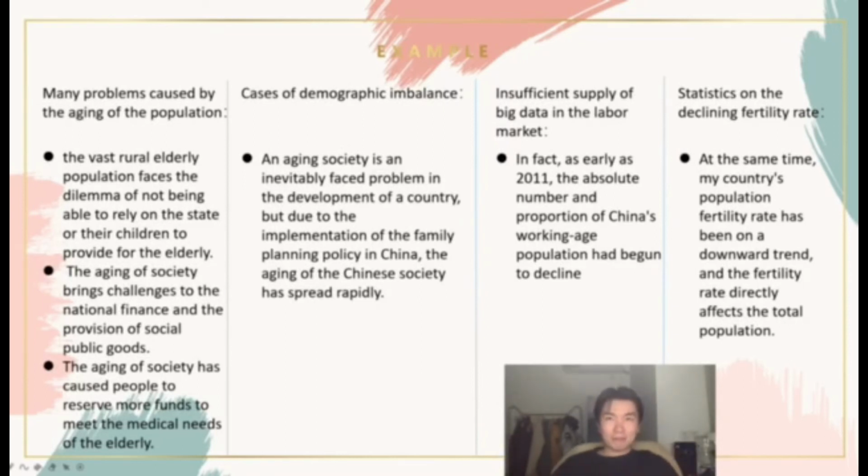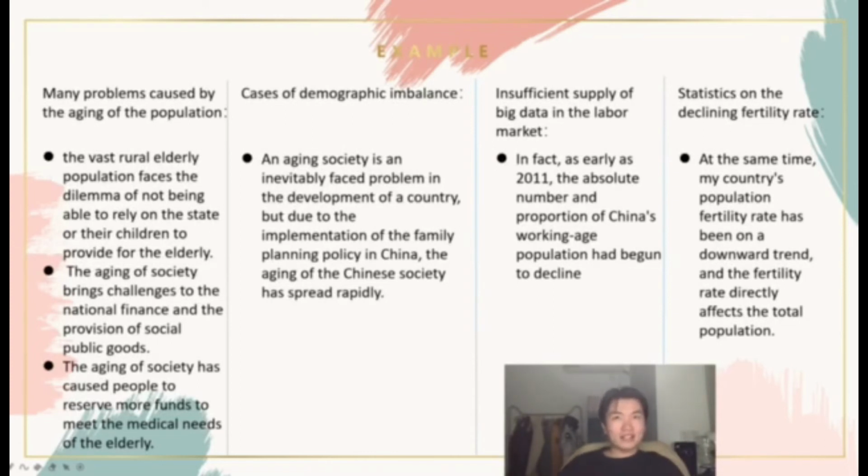As we know, there are many problems caused by the aging of the population. The vast rural elderly population faces the dilemma of not being able to rely on the state or their children to provide for the elderly. The aging of society brings challenges to the national finance and the provision of social public goods. The aging of society has caused people to reserve more funds to meet the medical needs of the elderly.